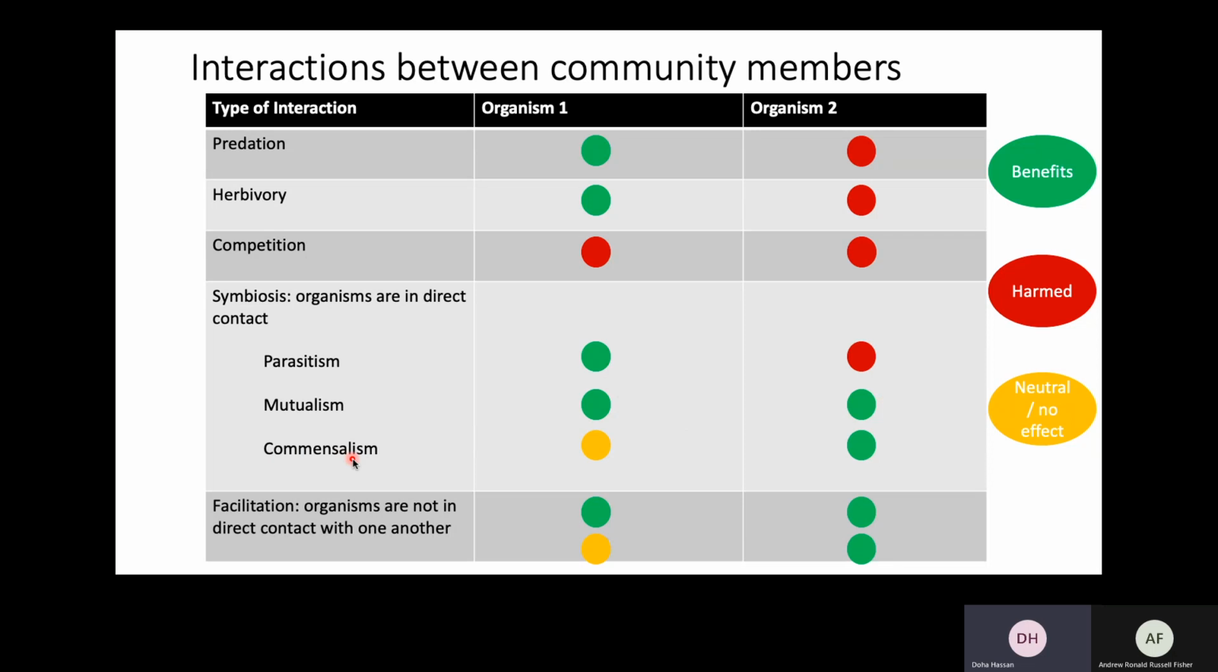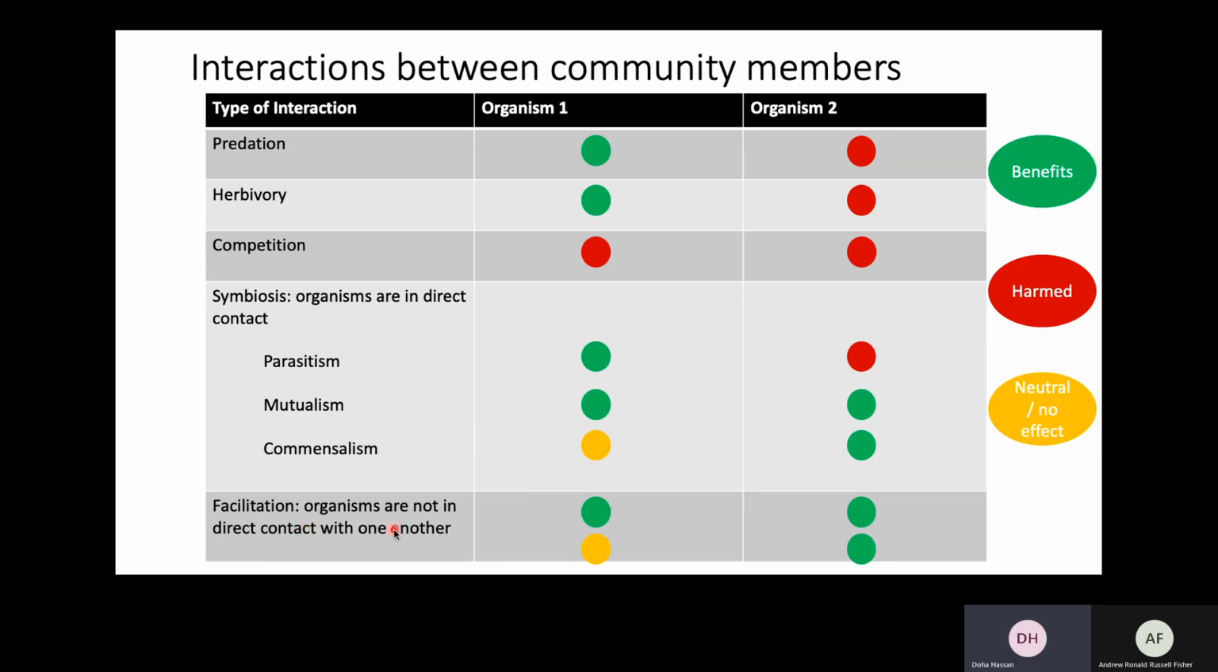And then commensalism is where one party benefits and the other one is not affected. So one party doesn't have to benefit at the expense of another, like parasitism, but in this case, it's just like one is benefiting, the other one doesn't care, doesn't affect it, not being harmed, not being benefited, just doesn't matter. And now onto facilitation.